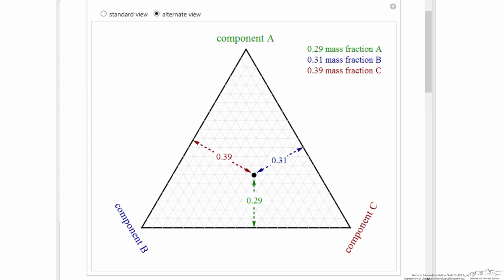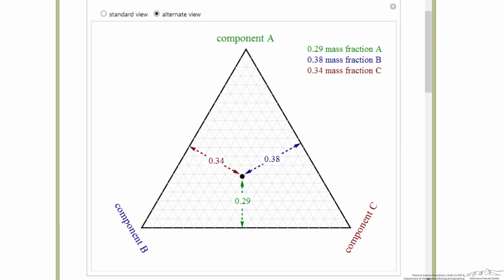So again, for component C, we go to the other line, we draw a straight line, and the distance from that base to the point is a fraction of the whole. In this case, it's 0.39, so we have 39% of C on a mass basis, or a mass fraction of 0.39. We do this for B, and this fraction from the base to the point is 31% of the whole, or a mass fraction of 0.31. So sometimes you'll see the actual numbers within the triangle, and so this is one way to interpret the composition at any given point if you're looking at that diagram.